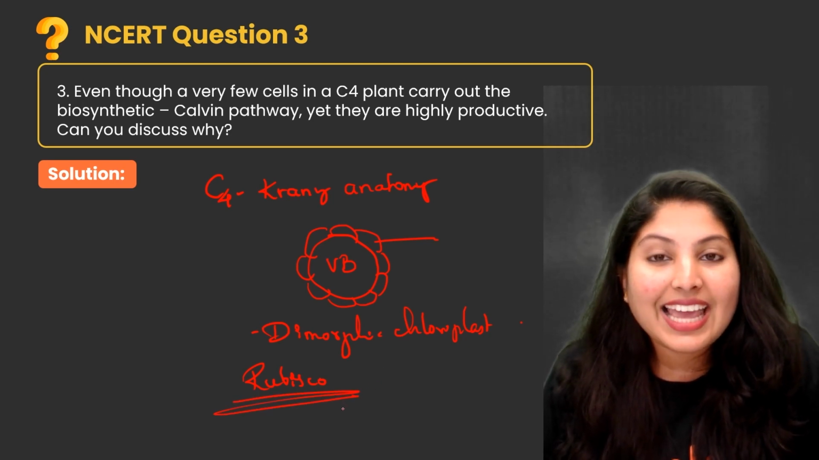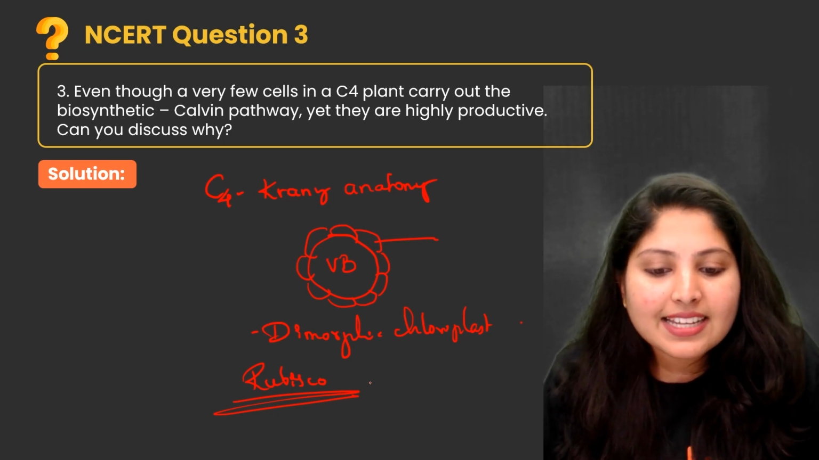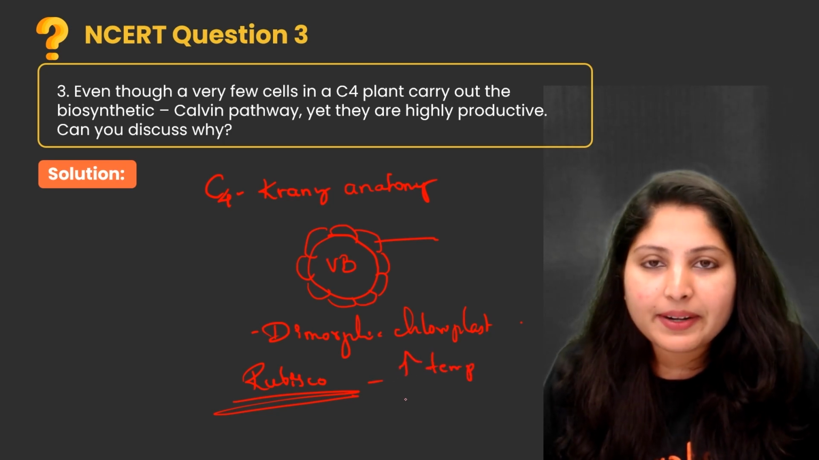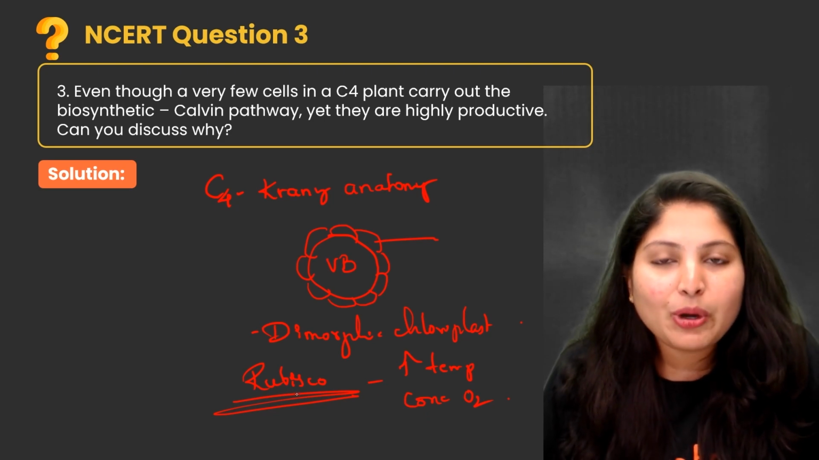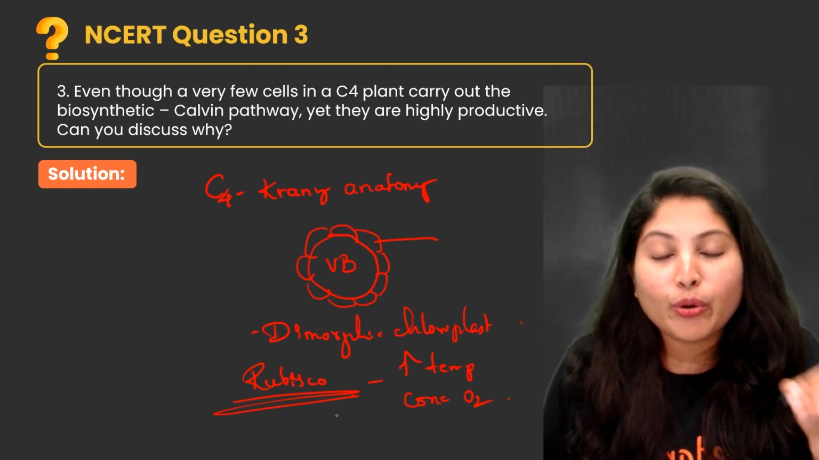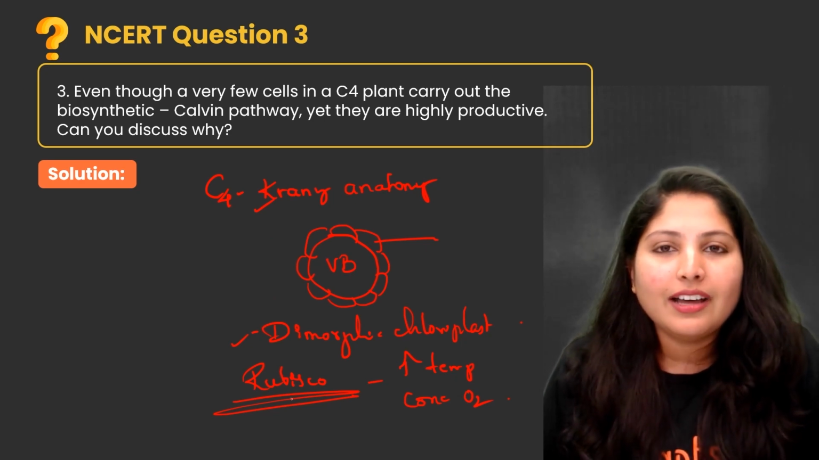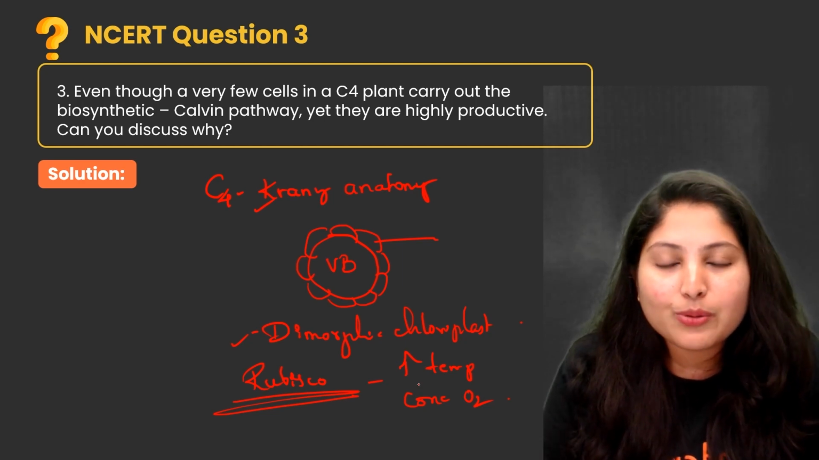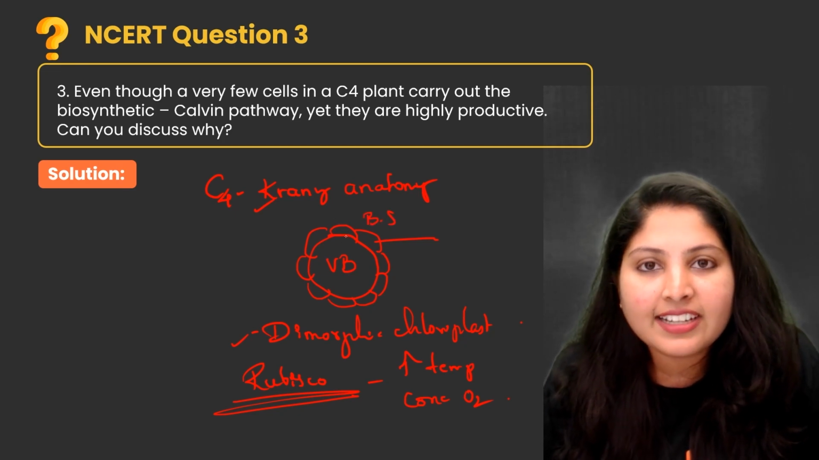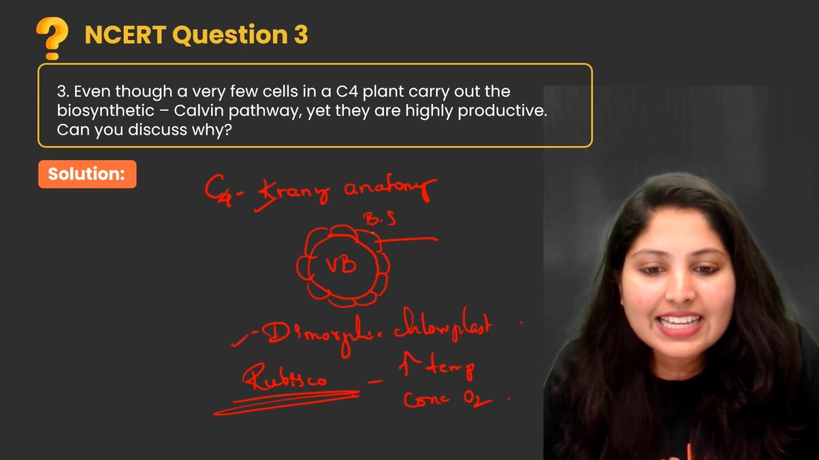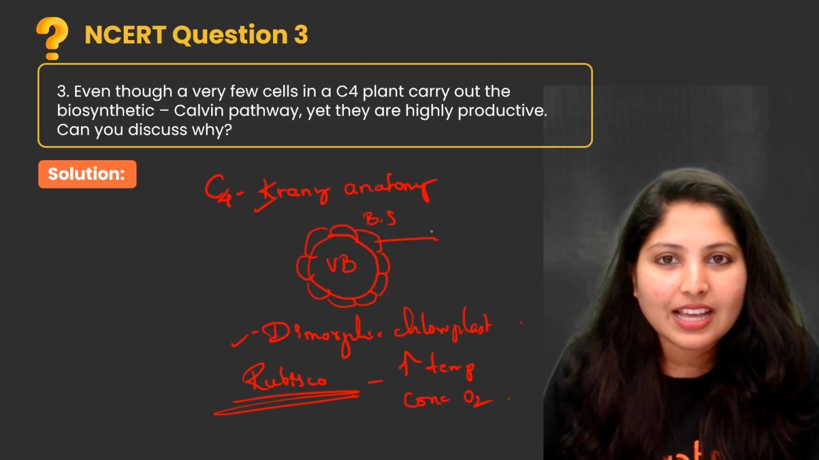Rubisco is the enzyme which can act as a carboxylase enzyme and as an oxygenase enzyme. In the presence of high temperature and a higher concentration of oxygen, this enzyme acts as an oxygenase, and hence photorespiration happens. But these two structures help Rubisco by reducing the temperature in the surroundings, and also there is no oxygen in the bundle sheath cells. In this place there is no oxygen, hence this area containing Rubisco enzyme will produce only glucose from carbon dioxide.